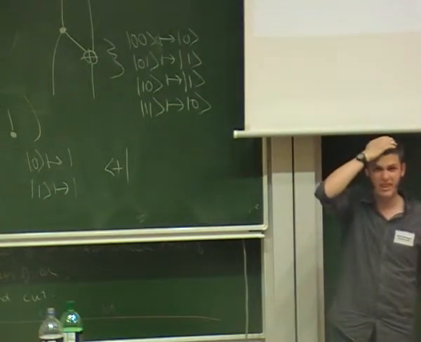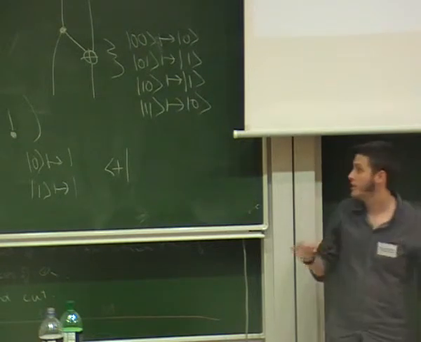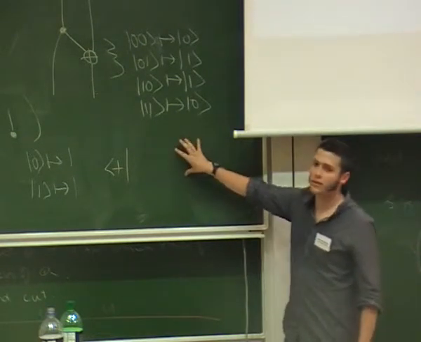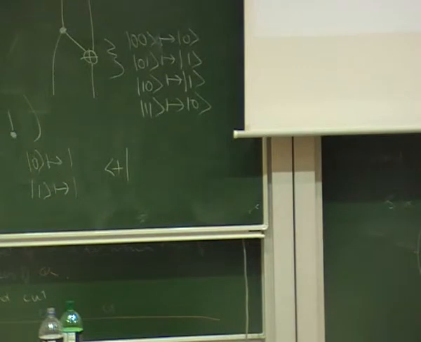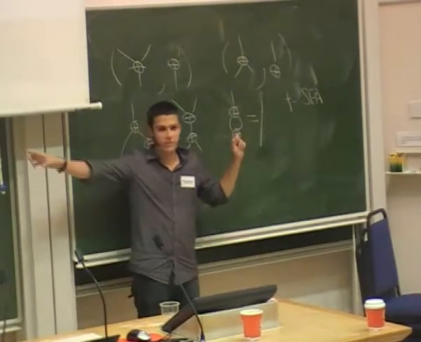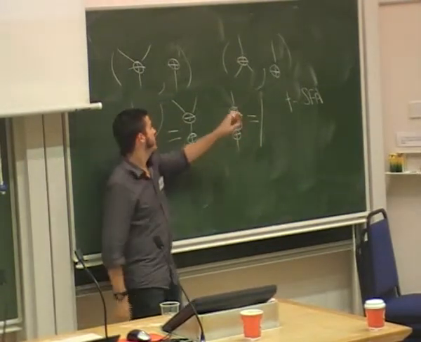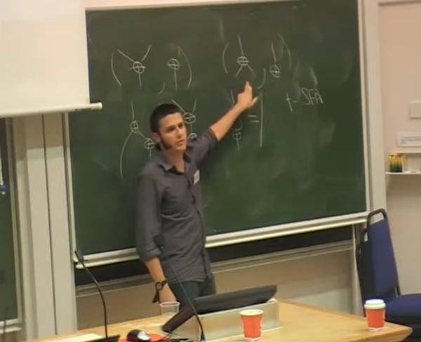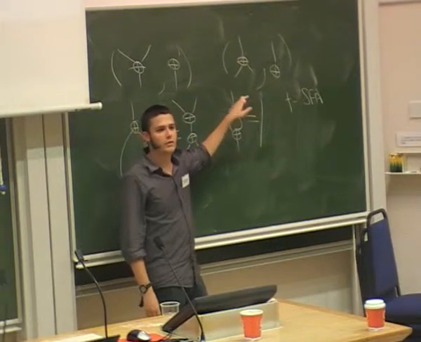So it's sort of like you can think about this thing as actually copying the other bases. So that one sort of copies the zero bases. This dual of the XOR actually copies the plus minus bases.